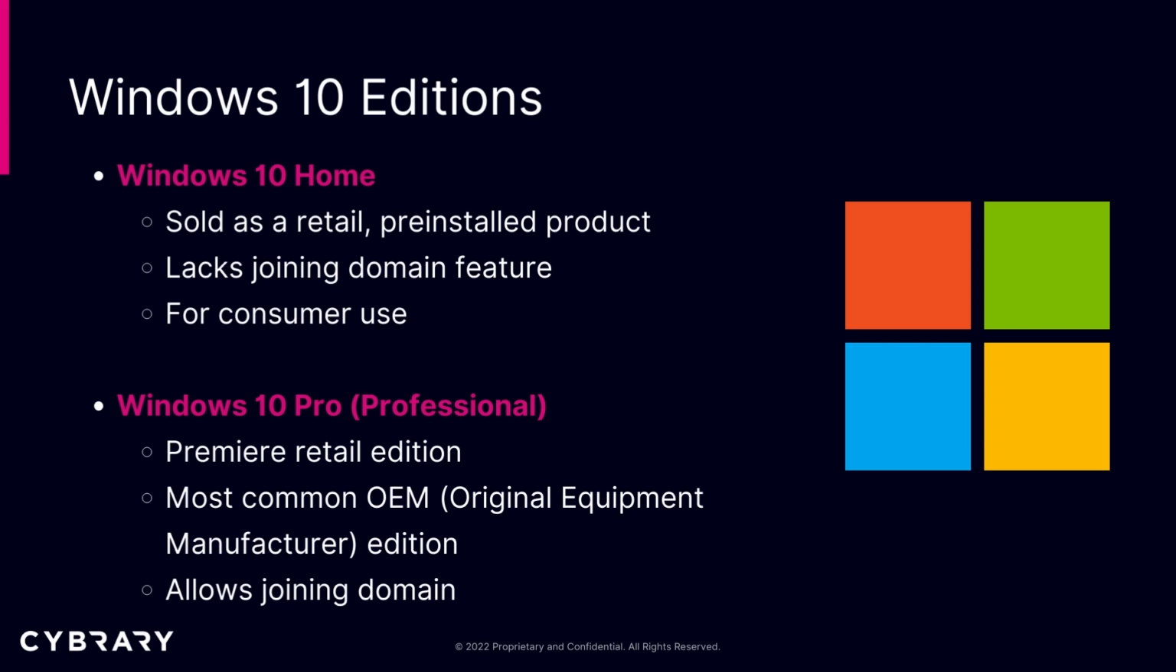Now, Windows 10 Professional, on the other hand, was a premier retail version. You can get that also as an OEM as well as buying it in a store. Actually, this allowed you to join a domain and other features that you would find in a business or in a corporate organization.